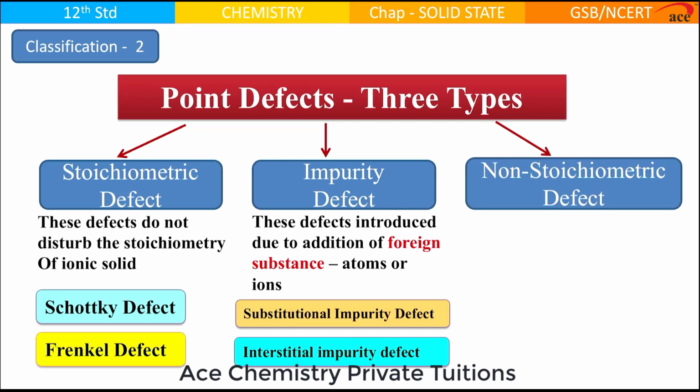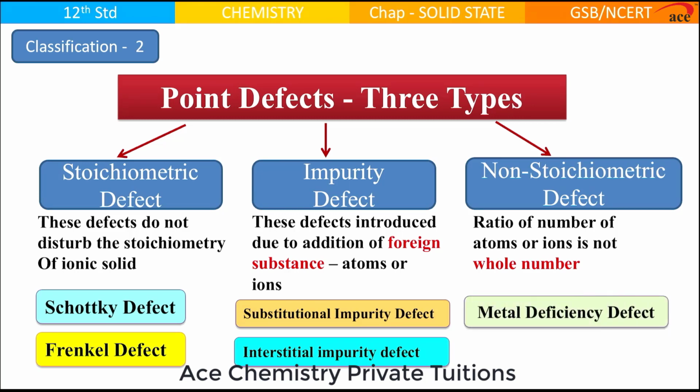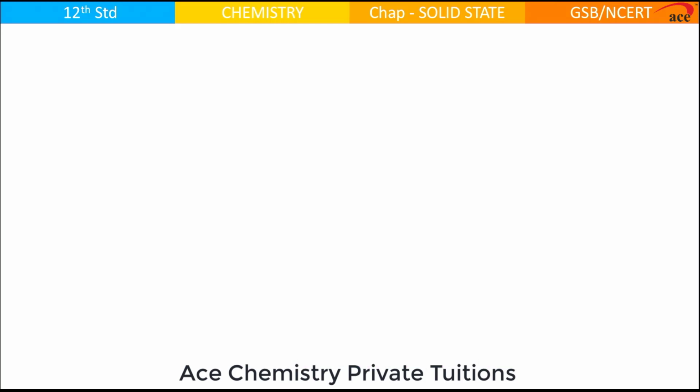The third and last category of point defect is non-stoichiometric defect. The name itself indicates the ratio of cation and anion before and after this defect does not remain the same. That means there is a change in the chemical formula. So, the ratio of the number of cations and anions may not be a whole number. Such a type of defect is called non-stoichiometric defect. There are also further types: metal deficiency defect and metal excess defect. The second classification of point defect is much more important from our syllabus perspective, so you should have learned it here. Point defects are of three types: stoichiometric defects, impurity defect and non-stoichiometric defects.